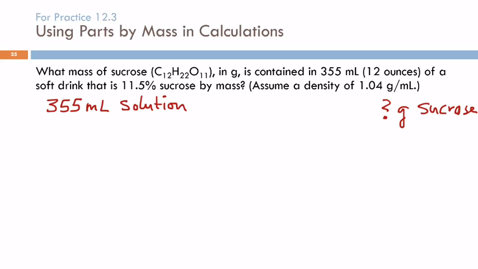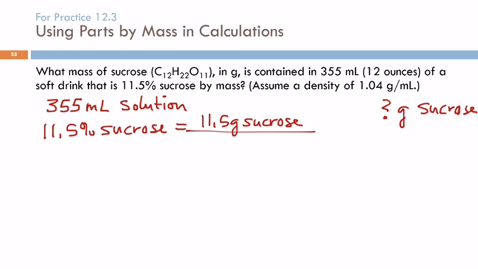And then 11.5% sucrose. Well, what does that mean? Sucrose is the solute. What do you think the solvent is? Water. But 11.5% means what? 11.5 grams for every 100 grams. Yeah, so 11.5 grams of sucrose per 100 grams of what? Of the solution.